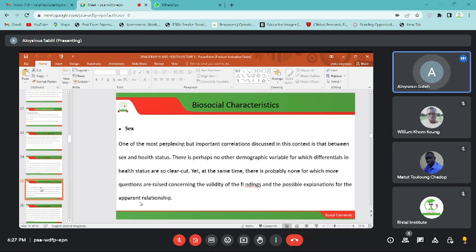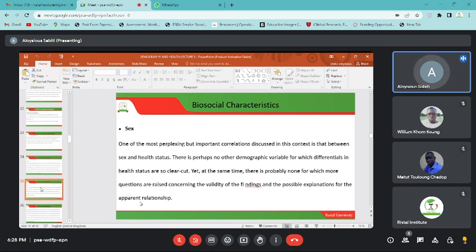So what happens is that for every other disease that we have in our community or in our population, we relate this particular illness or this particular health status to a sex variable. The demographic variable being sex, and the health status being the variable we are comparing it to. So if there were cancers in a particular population, we would want to know how many females and how many males are having this particular illness.